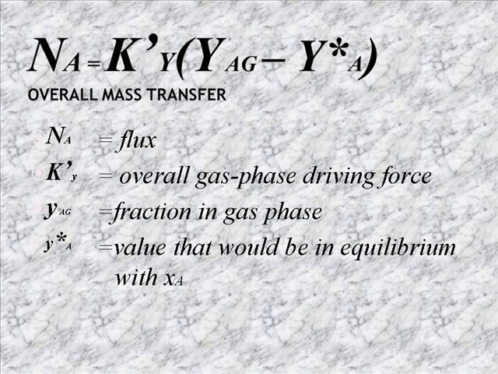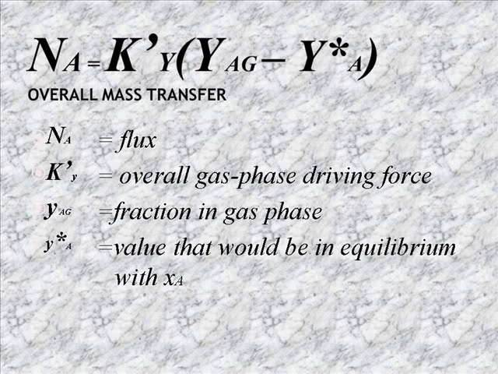Here we can see that NA represents the mass flux, K prime Y is the overall gas phase coefficient, YAG is the mass fraction of A in the gas phase, and Y asterisk A is the value of the mass fraction that would be in equilibrium with the mass fraction in the liquid phase.